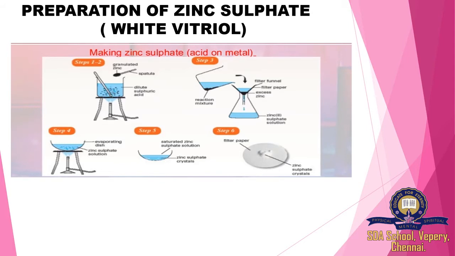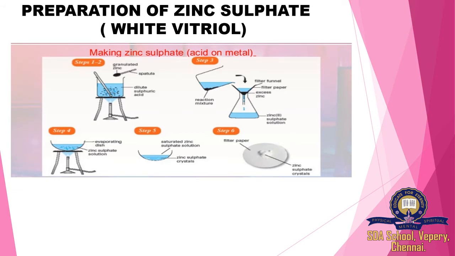Here, the preparation of zinc sulfate. Zinc sulfate is otherwise known as white vitriol. The preparation is known as the crystallization method. The steps we are going to discuss: the first step, we add zinc granules to dilute sulfuric acid. We have to heat gently to dissolve the zinc granules in the sulfuric acid.